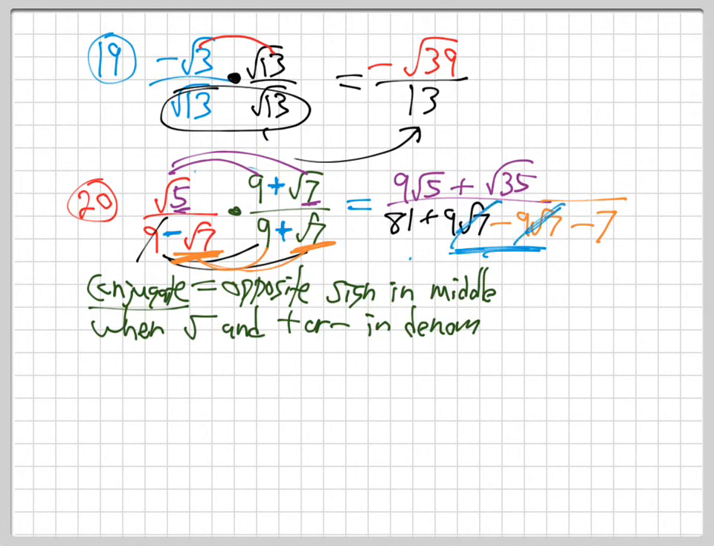And now what's going to happen right here? They're going to cancel, aren't they? Because it's just plus 9 root 7 and minus 9 root 7. So they're gone, right? They just zero out. And so what are we left with on the top? 9 root 5 plus root 35 over, what's left down there? 81 minus 7. But we should clean that up. So 9 root 5 plus root 35 over 81 minus 7.